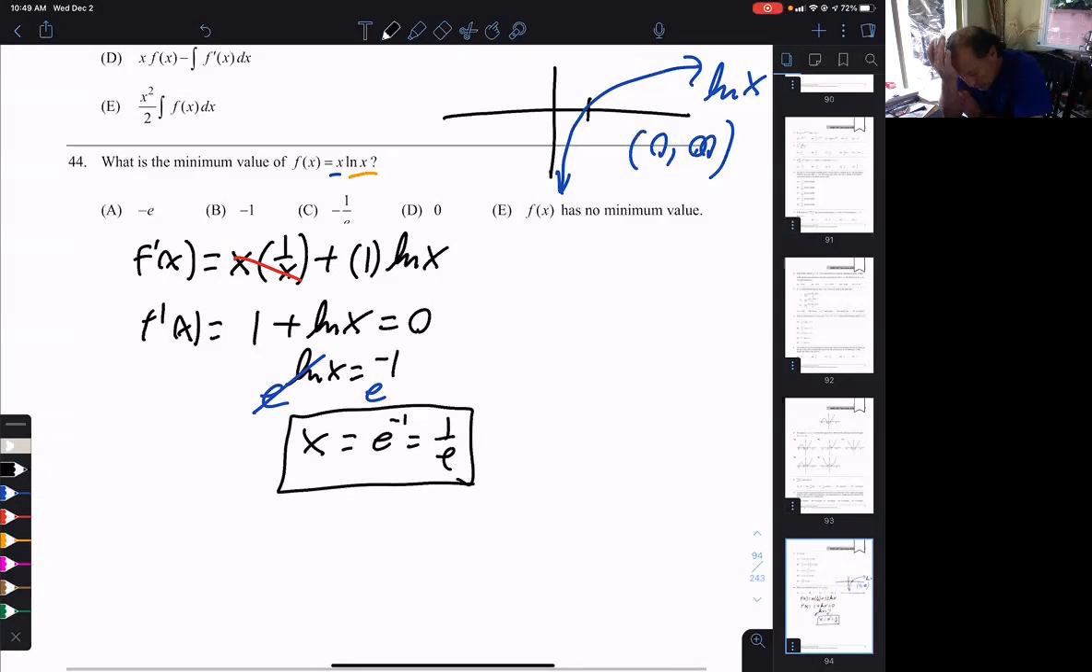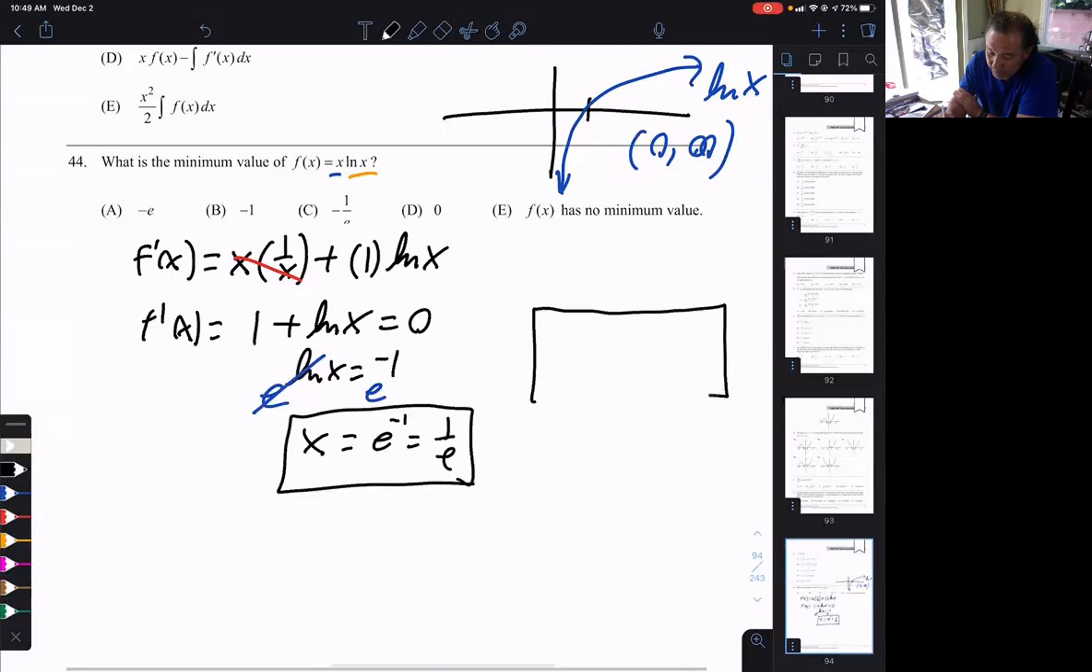Now, how do I know if that's an absolute minimum? I have a theorem that says if we have one relative extrema, then it must be an absolute extrema if it's continuous. So that's what I want to do. If that's a relative minimum, then it is my absolute minimum. So let's check this out. 1 over e. Now, recall 0 is my left endpoint. So I can't go past 0.